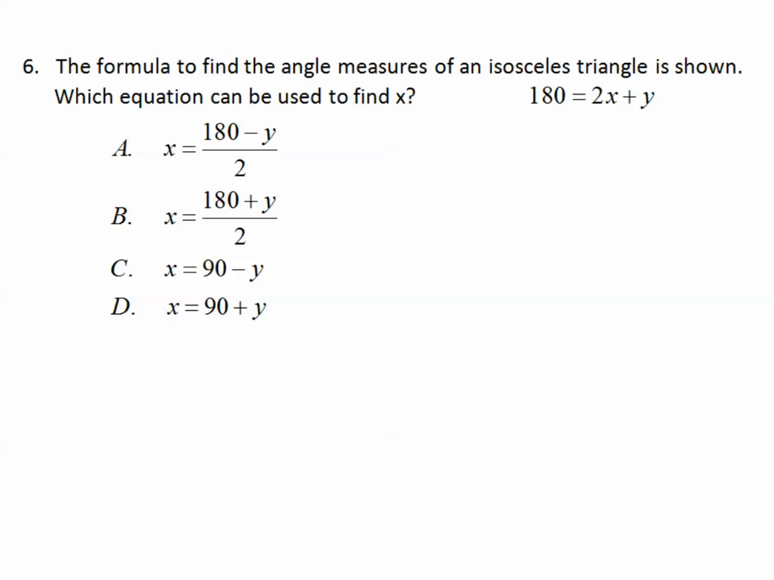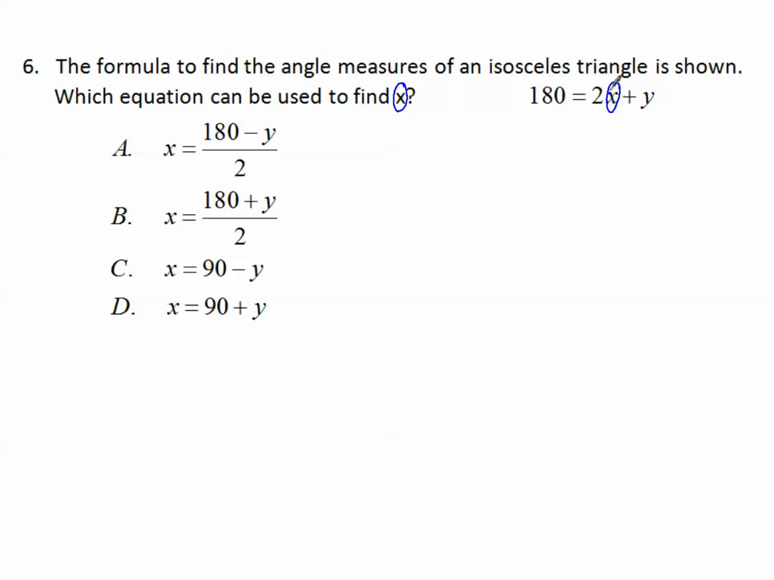One more, number 6. The formula to find the angle measures of an isosceles triangle is shown. Here it is. Which equation can be used to find x? So this is another way of saying solve for x. Here's the x. We want the x by itself. Notice this is multiple choice. A, B, C, and D all have the x by itself. This is the type of question you'd see on a standardized test.